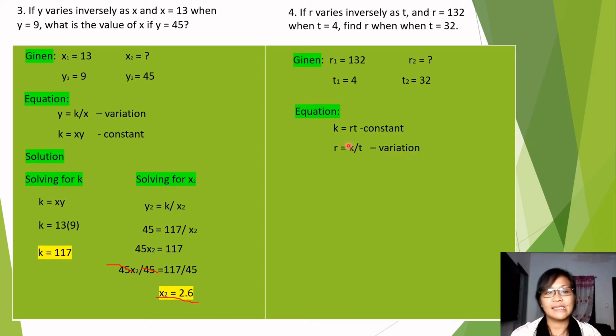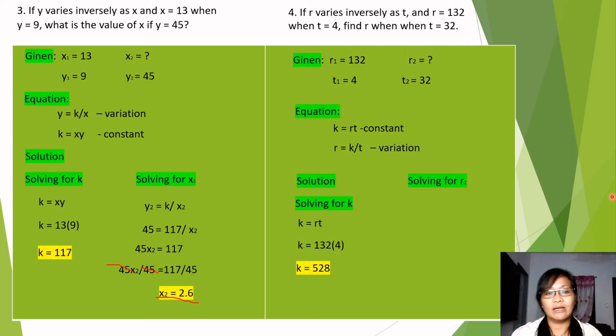And for our constant, we have K is equal to RT. And for our solution, finding for K is equal to RT. So substitute, K is equal to, R is 132 times T sub 1 is equal to 4. So 132 times 4, we have 528. So for our K, we have 528.